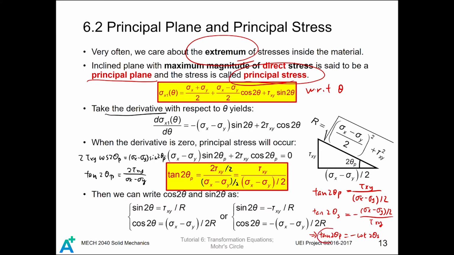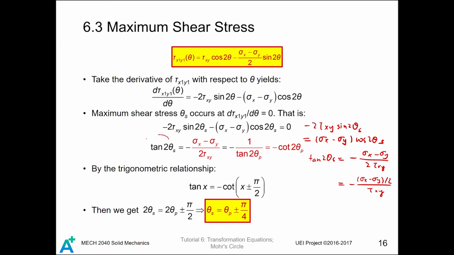Tangent 2 theta p equals minus cotangent 2 theta s. We can still write in this form: tangent 2 theta s equals minus cotangent 2 theta p. By the trigonometric relationship, we know that tangent x equals minus cotangent (x plus or minus pi over 2). Therefore, we have 2 theta s equals 2 theta p plus or minus pi over 2. Then theta s equals theta p plus or minus pi over 4.